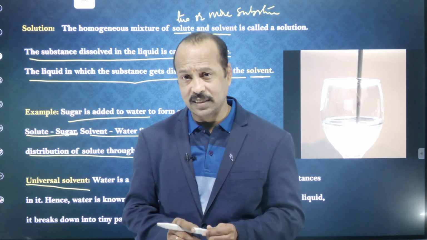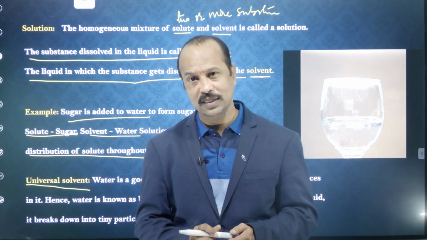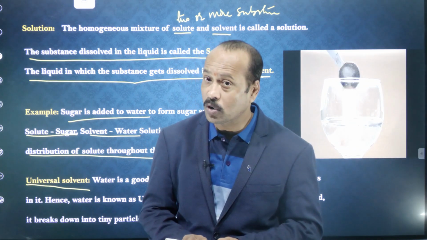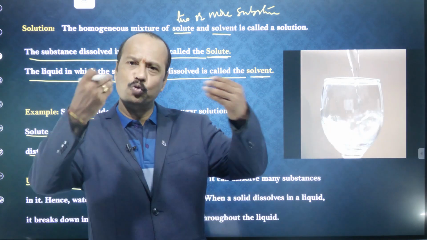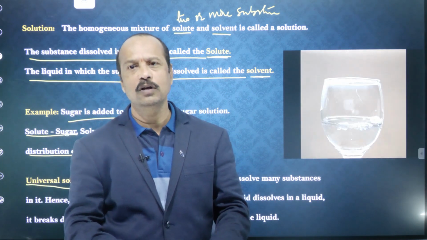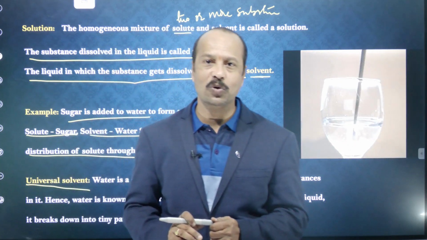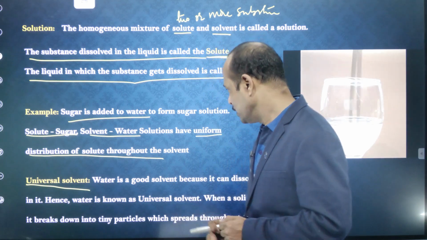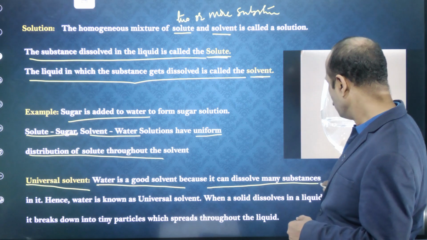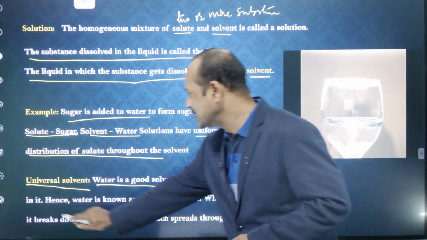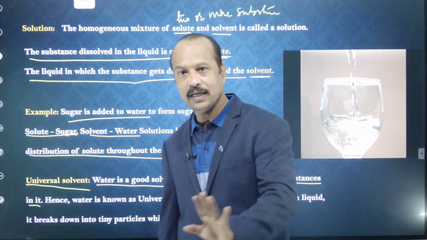So among these liquids, which is called a universal solvent? Water is called a universal solvent. Why? Because water has the capacity to dissolve so many things in it. So water is a good solvent because so many substances can be dissolved in it. If you add sugar, it dissolves.